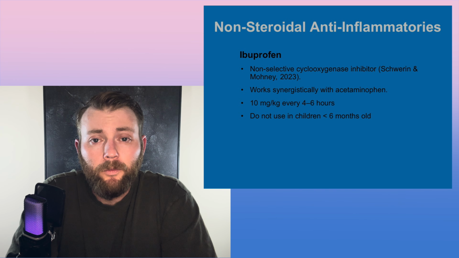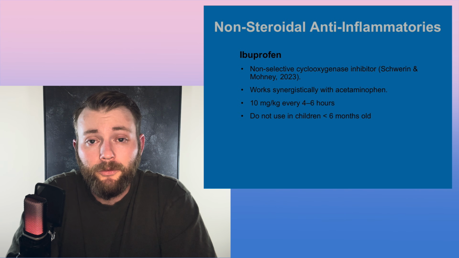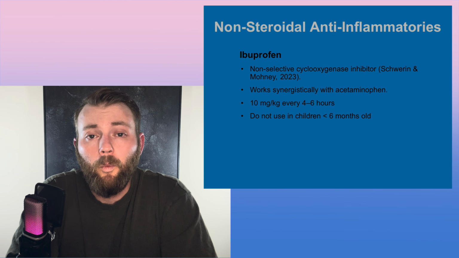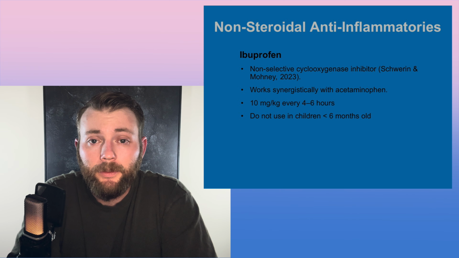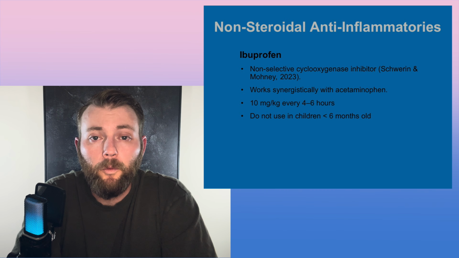So while acetaminophen works only within the central nervous system, ibuprofen is able to exert peripheral anti-inflammatory effects and central analgesic and antipyretic effects. The net result of both of these medications when combined is greater than if we were just to use one medication when treating a pediatric patient experiencing a fever. The dose of ibuprofen is 10 milligrams per kilogram as needed every 4 to 6 hours.